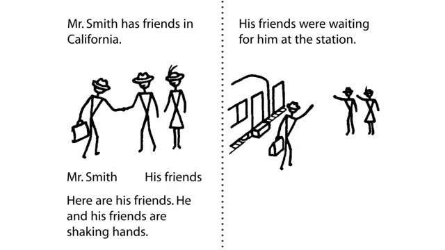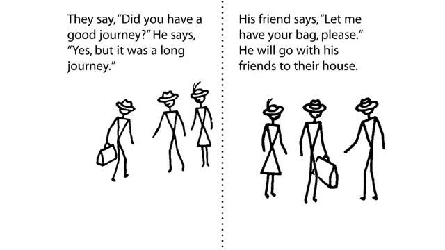Mr. Smith has friends in California. Here are his friends. He and his friends are shaking hands. His friends were waiting for him at the station. They say, "Did you have a good journey?" He says, "Yes, but it was a long journey." His friend says, "Let me have your bag, please." He will go with his friends to their house.